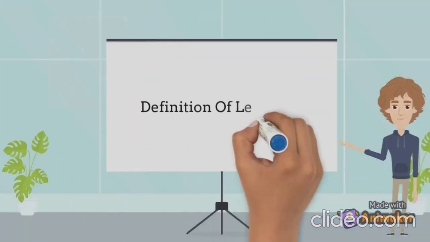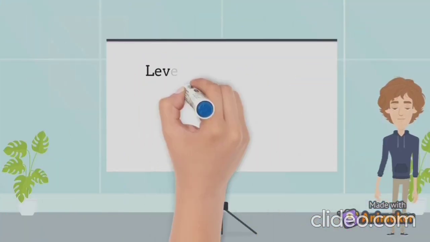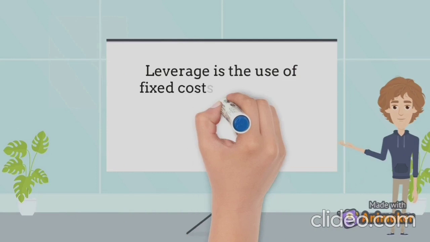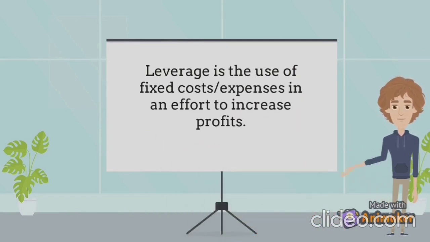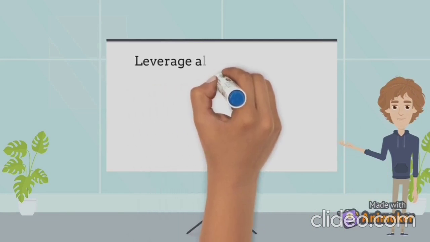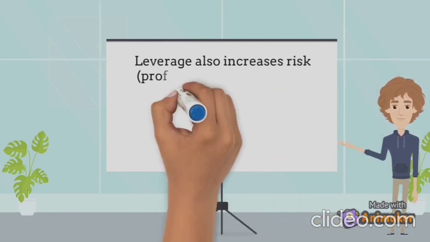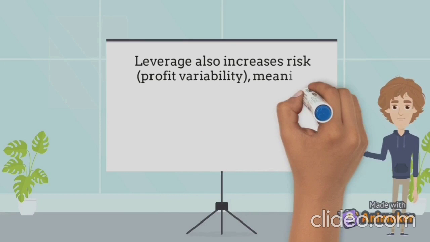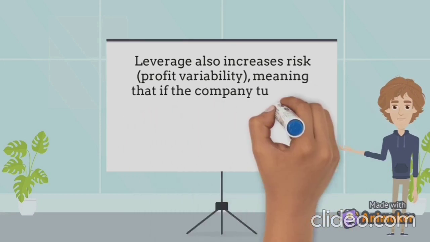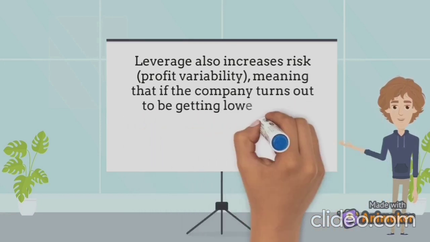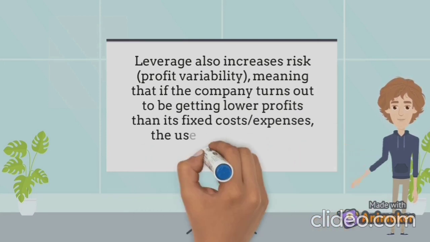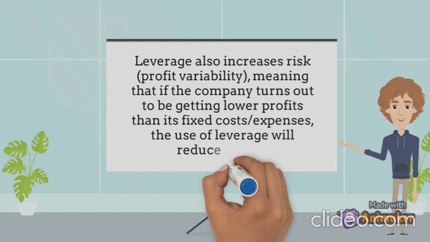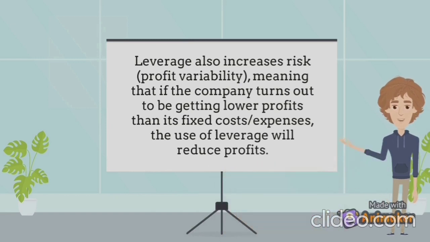Next. Definition of leverage. Leverage is the use of fixed costs or expenses in an effort to increase profit. Leverage also increases profit variability, meaning that if the company turns out to be getting lower profits than its fixed costs or expenses, the use of leveraging will reduce profit.